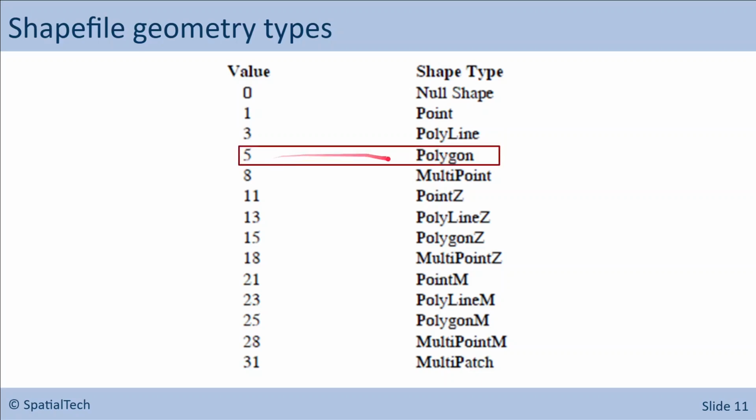And so if you see a 5 there, you know you're dealing with a polygon. And if you see different numbers, you know you have a different type of geometry. And it's important because when you're reading through the file, you can't get out of sequence or out of step with it.